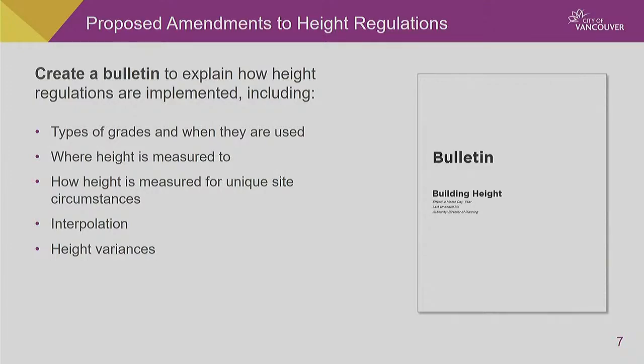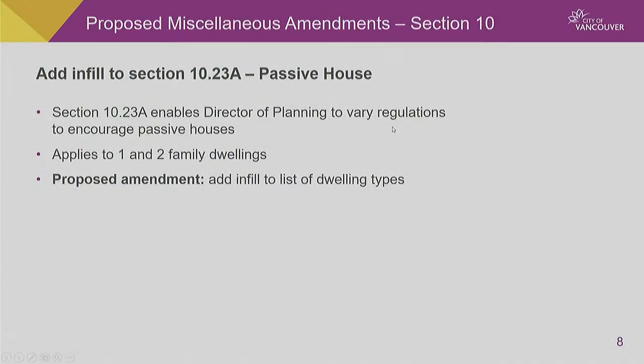And in terms of the miscellaneous amendments, I'm just going to go over a few. An amendment is being proposed to Section 1023A, which is a section that enables the Director of Planning to vary height, yards, building depth, and design regulations to accommodate thicker walls and other passive house features. These provisions are already in place for 1- and 2-family dwellings. The proposed amendments would enable infill dwellings the same opportunities when they're meeting passive house standards.